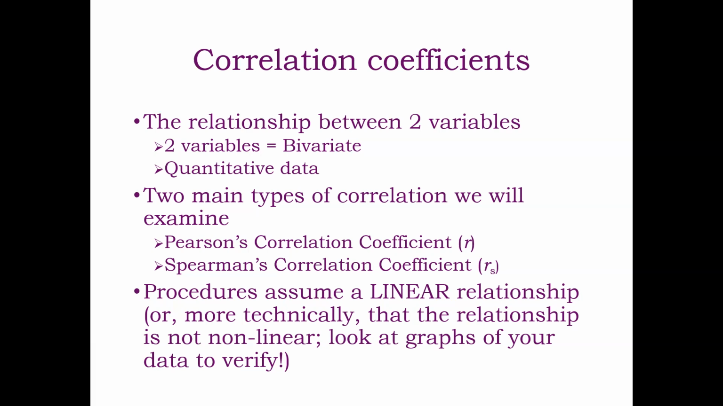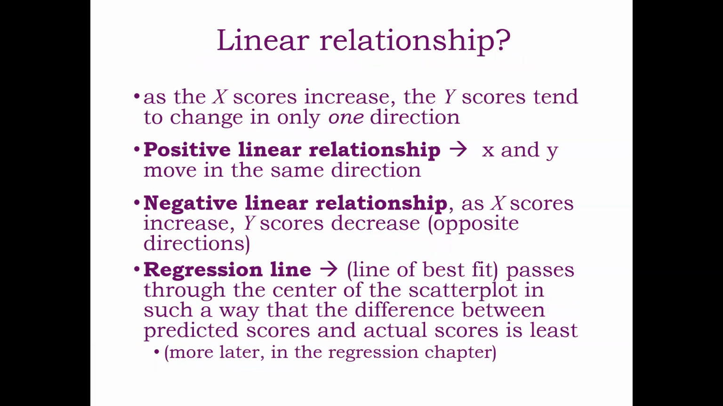Okay, correlation assumes a linear relationship between the two variables. So what does this mean? As the score in X increases, the scores in Y tend to change in only one direction. Either they both go up together, in which case it's a positive linear relationship, or as one goes up, the other one goes down. That will be a negative relationship, an inverse relationship.